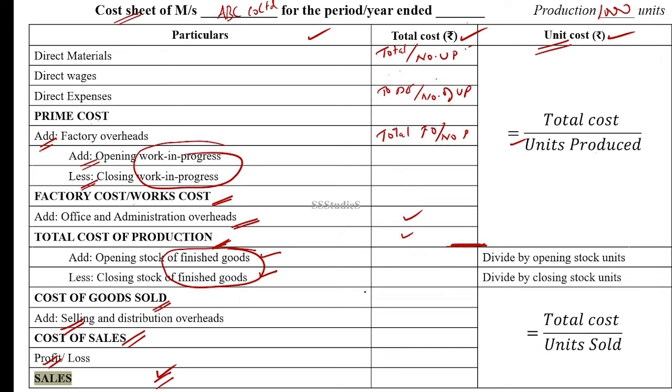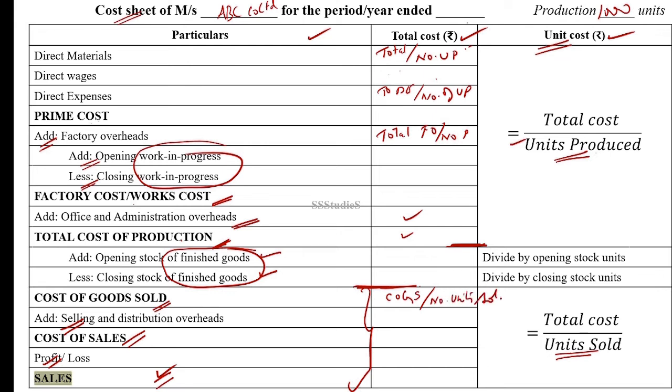When it comes to cost of goods sold till the sales part, total cost divided by units sold. In the earlier case, it is units produced, whereas here you will take units sold. So this calculation will start from the cost of goods sold. From this calculation onwards, if you want to find out unit cost or per unit cost, you have to divide it by units sold and not units produced. If you have to find out the cost of goods sold per unit, you have to take the total cost of goods sold divided by number of units sold.